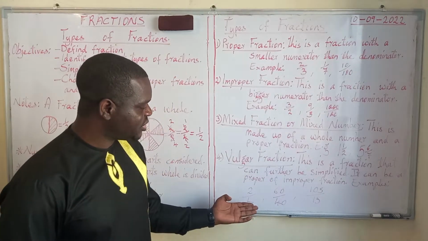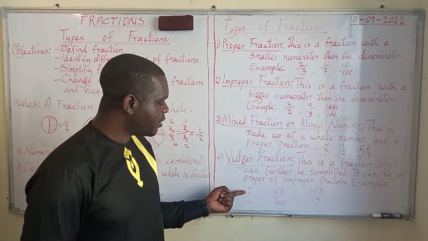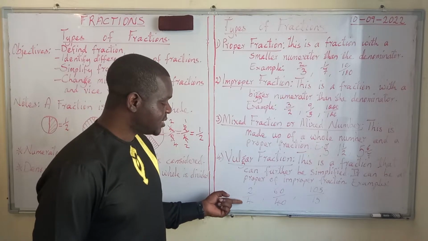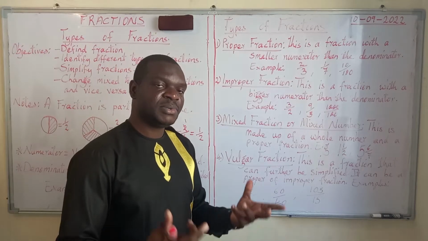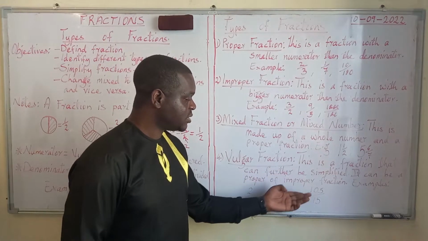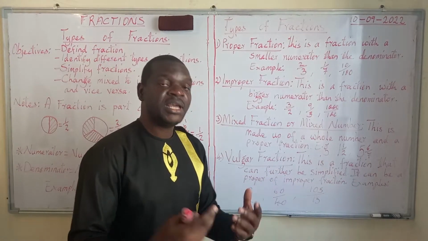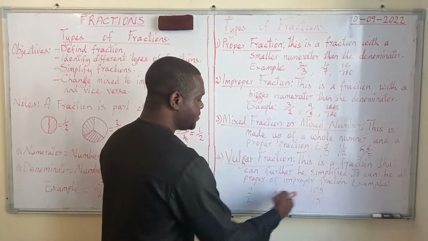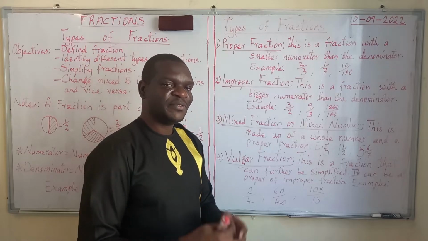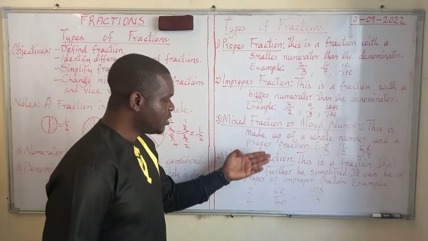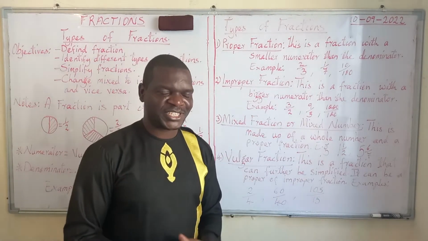An example of such we have is 2 all over 4. If you look at this fraction, it can still be simplified. 60 all over 40 can still be simplified. This fraction and 105 all over 15 can still be simplified. These fractions are not in their lowest term. For that reason, we call them vulgar fractions.